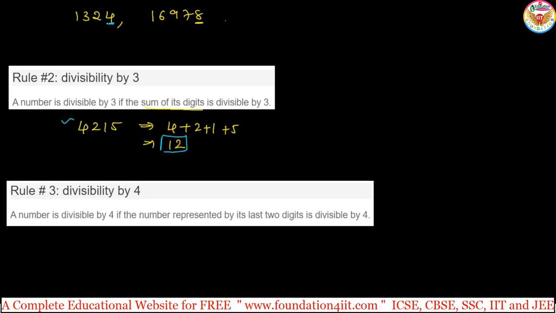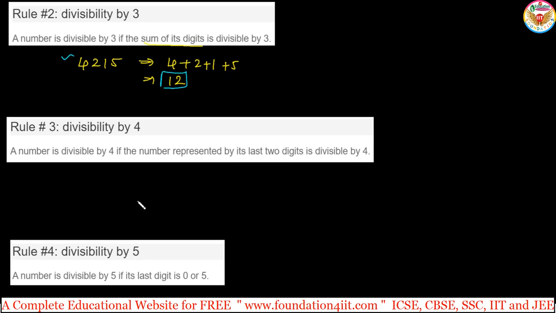Next, divisibility by 4. For this rule, a number is divisible by 4 if the number represented by its last two digits is divisible by 4. Let's take the examples 1272 and 19,316. These are divisible by 4 because 72 is the last two digits and 72 is divisible by 4, and 16 is divisible by 4. So 19,316 is also divisible by 4. The rule for 4 is that the last two digits must be divisible by 4.